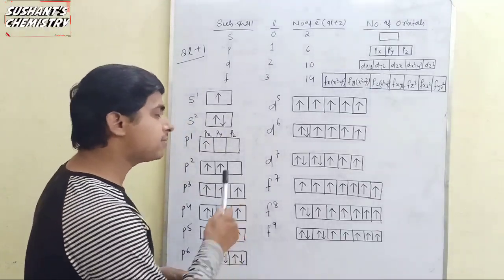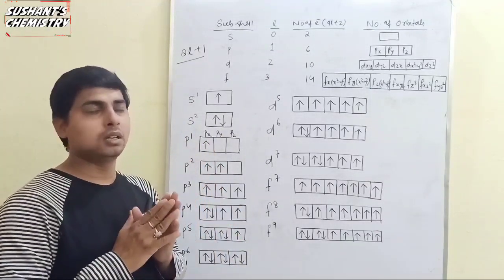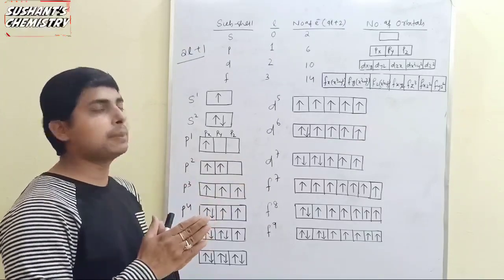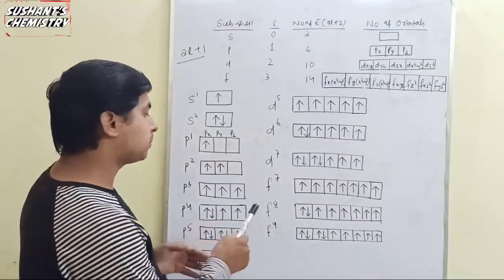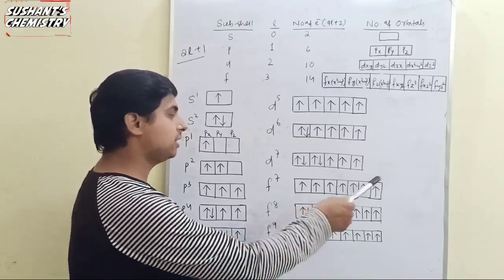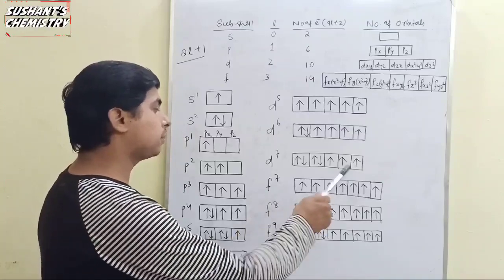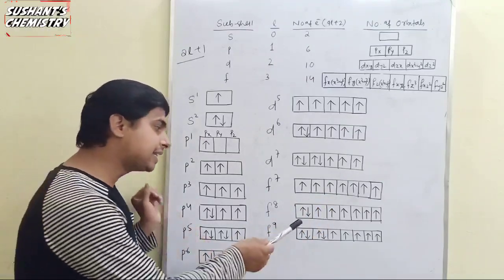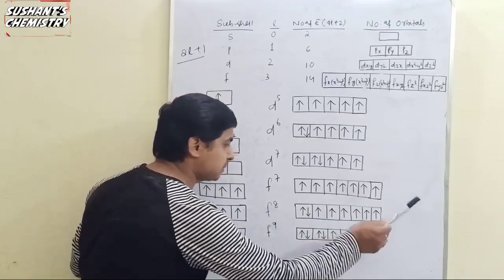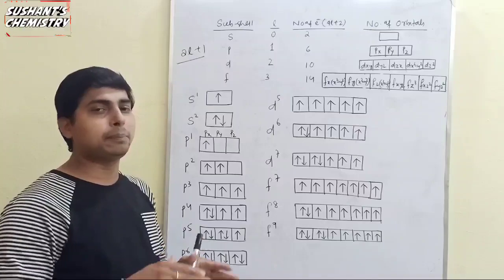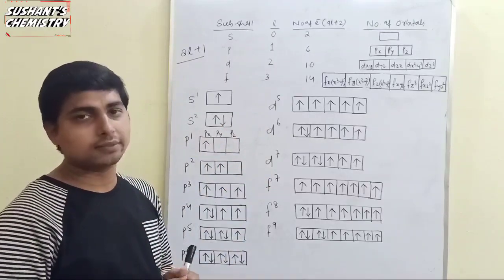Similarly, the f subshell contains a maximum of 14 electrons distributed among the 7 orbitals. For the f7 configuration, the electrons are arranged in this manner. That means all orbitals contain 1 electron each. After addition of the 8th electron, the pairing takes place. Similarly, with the addition of the 8th and 9th electron, the pairing takes place. Okay?